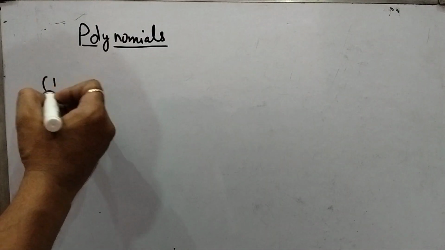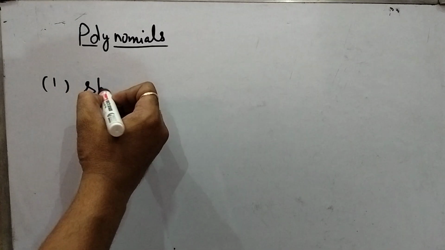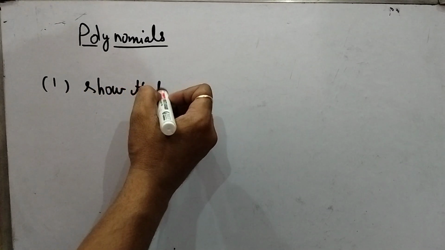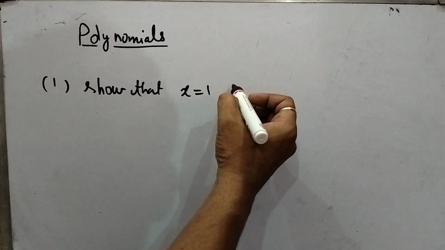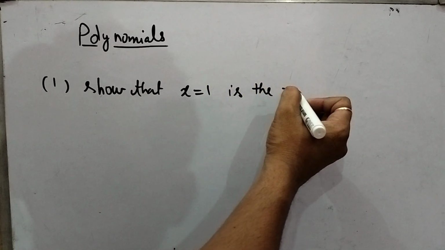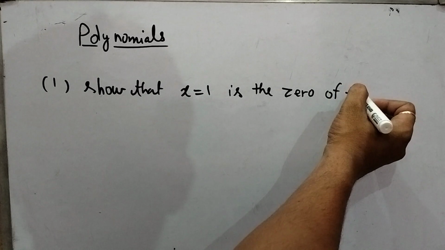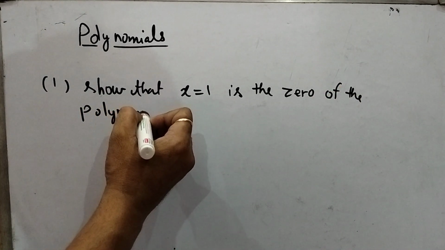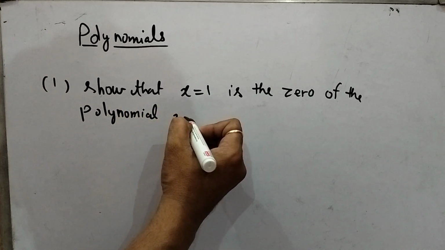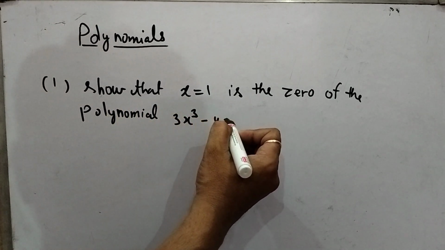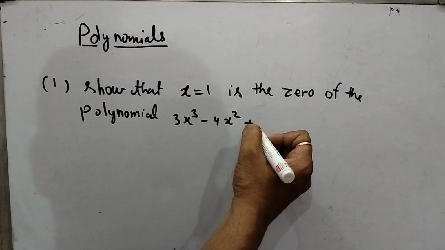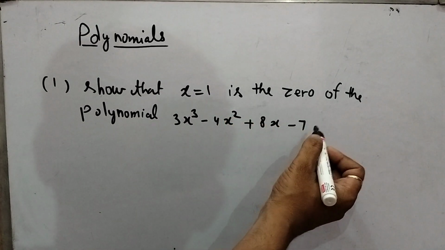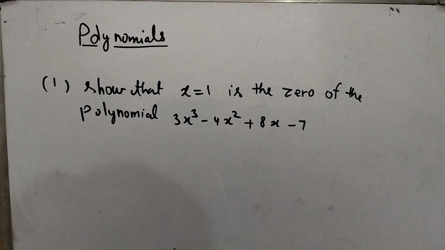Today's topic is polynomials. So we have a set of questions here. The first question is, show that x equal to 1 is the zero of the polynomial 3x cubed minus 4x squared plus 8x minus 7. Alright, this is the question.